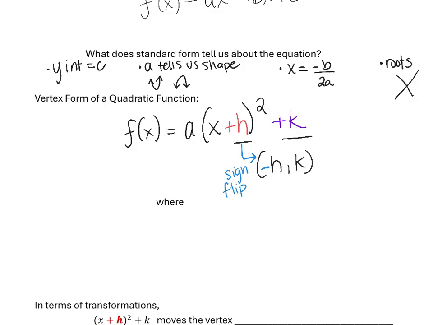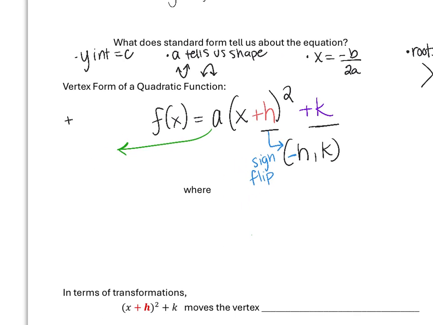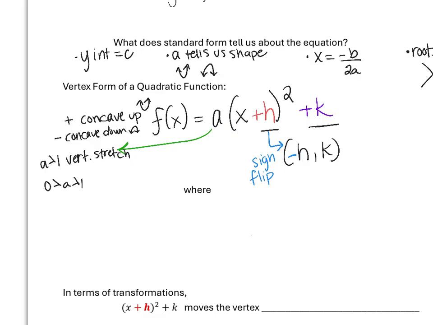So a couple things. The a value here in vertex form tells us the same thing that the a value told us in standard form. So if a is positive, our graph will face concave up, so it will be an upward parabola. If a is negative, the graph will face concave down, so like this. If a is greater than 1, we'll have a vertical stretch. And if a is between 0 and 1, so like a fraction, like 1/2, or a decimal, like 0.2, we'll have a vertical shrink, which would make our graph wider.